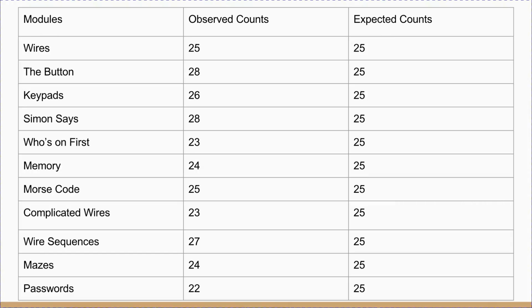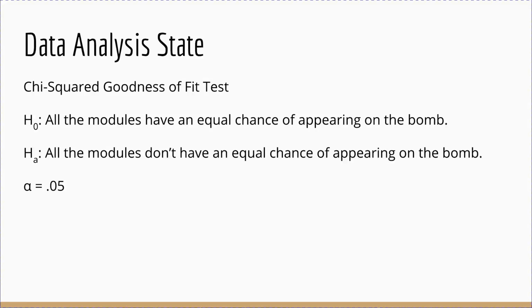So here's the table of the observed counts and expected counts. I got the expected counts by adding up all the amount of modules, which is 275, and multiplying each category by 1/11 to get 25 as the expected counts. So now we'll be starting the data analysis.